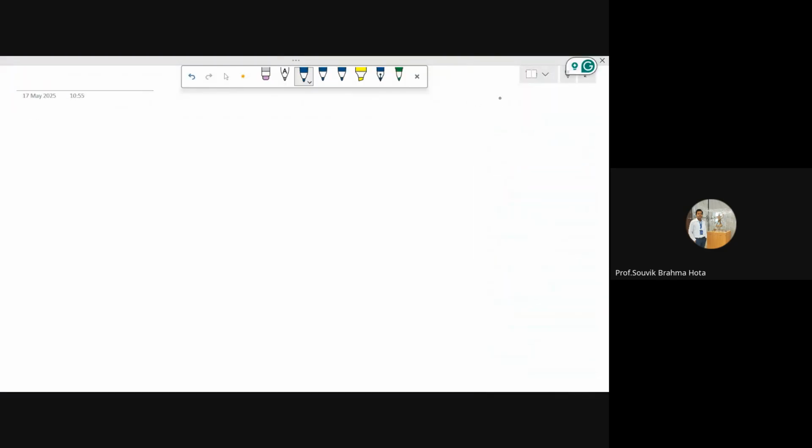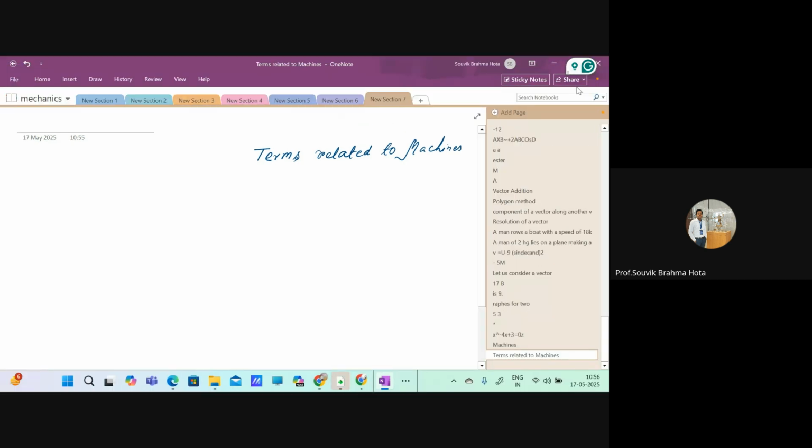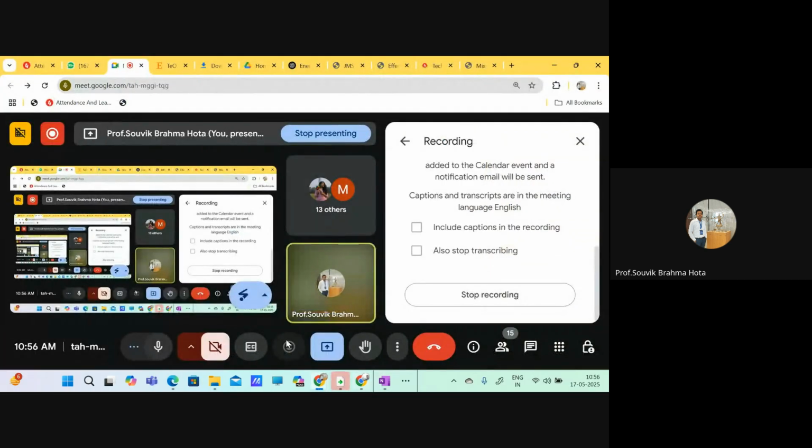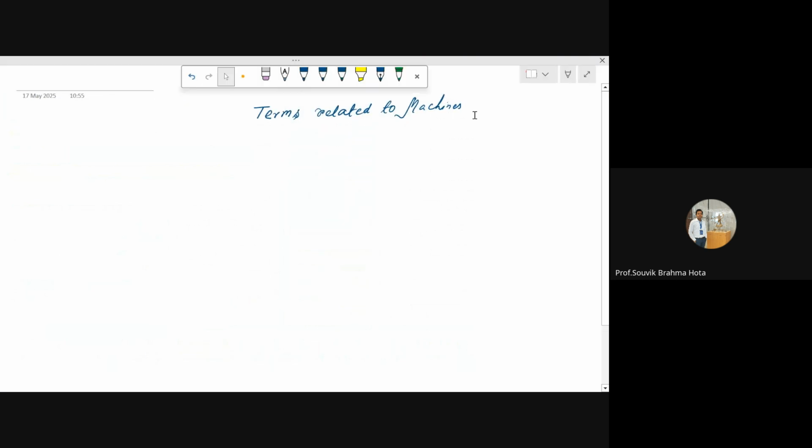Now, coming to the next part of these machines, the terms related to machines.